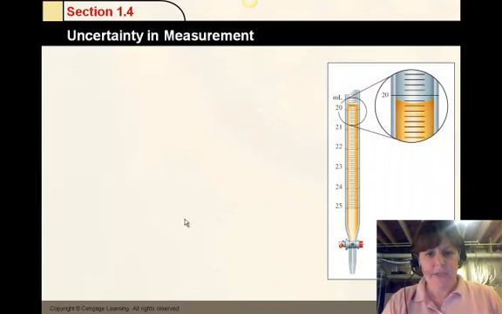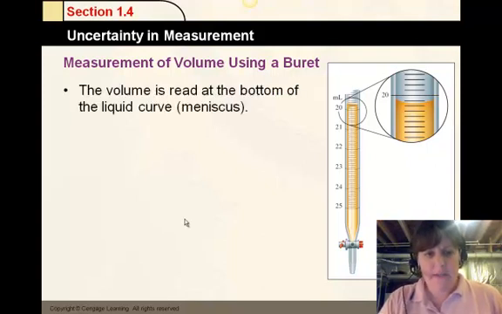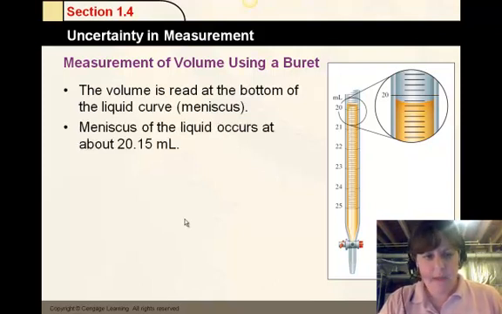So, for example, here is a volume of a burette. We will be using a burette when we do acid-base chemistry. There's a burette right there you can see close up. The liquid is read at the bottom of the meniscus right there. The meniscus of the liquid occurs at about 20.15. You notice this one actually is read downwards. So the 20 is the long line, and then the 1. The first line is the 20, and then the 1.